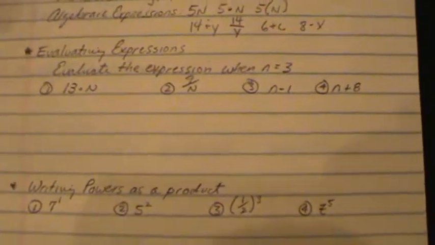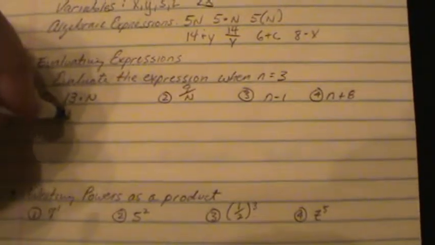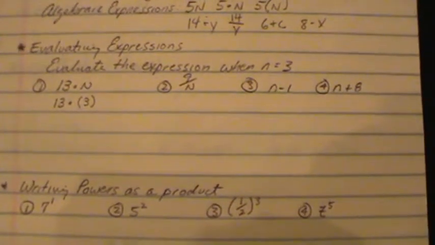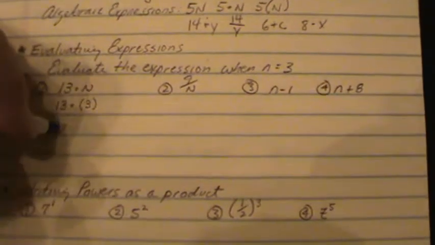When you are doing these types of problems, there are different ways that they'll ask you to do this. For example, number one, they want you to evaluate the expression 13 times n when n is 3. Key thing is to look at your instructions. So I have 13 times, they told me n was 3, so I'm going to fill that n with a 3. It's a good idea to put the brackets around it so you know that's what you're replacing. Then 13 times 3 would be 39.